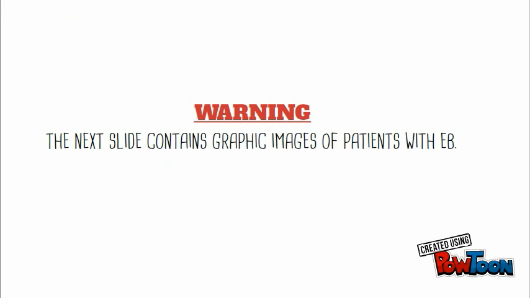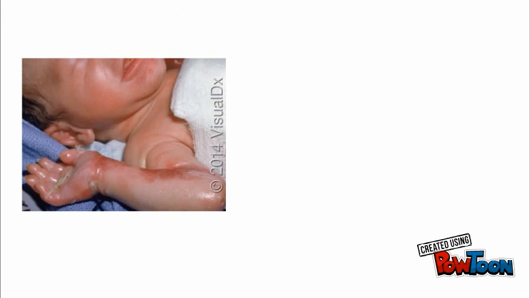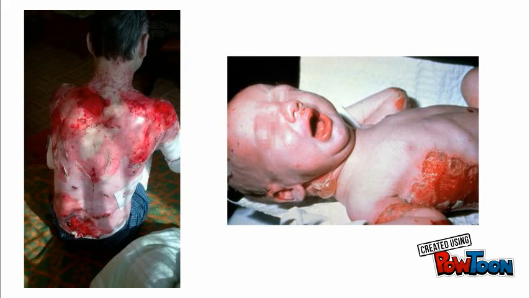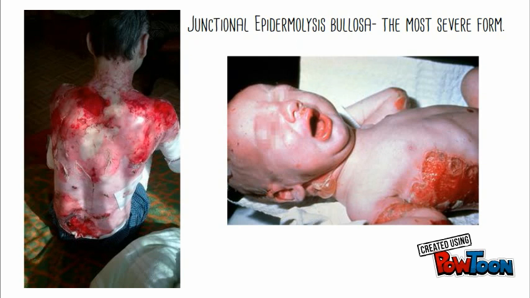Warning: graphic images ahead. This slide shows the two most common forms of epidermolysis bullosa, simplex and dystrophic. This slide shows the most rare and severe type of epidermolysis bullosa, junctional EB.